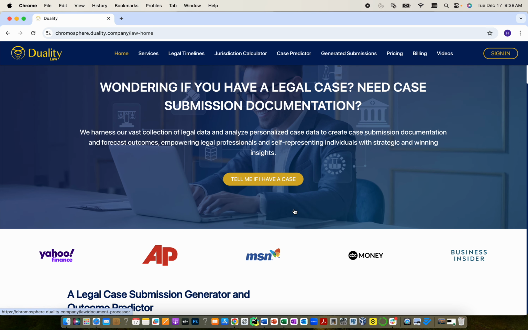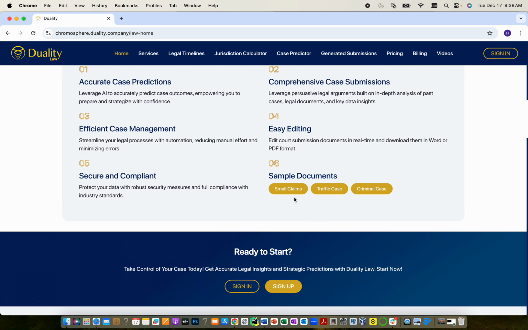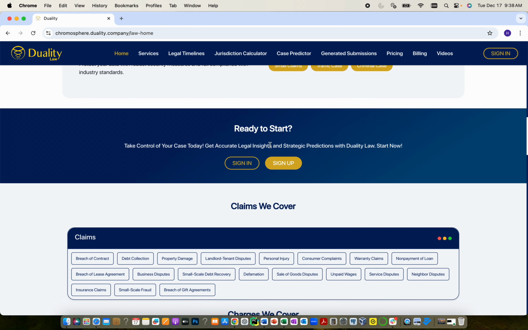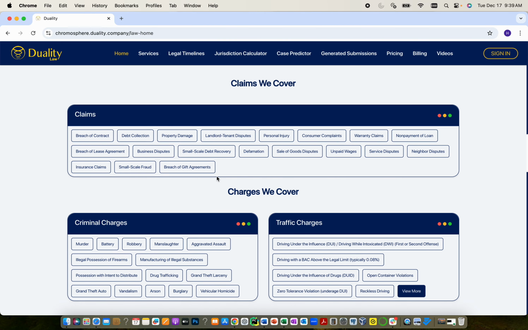Beginning here with the home page, you can see that we offer a number of various services. The easiest way to use the website is to begin with signing up. Once you've signed up, you'll have access to all the different tabs in the navigation bar. But even without signing up, you will have access to a number of services that we have for free.